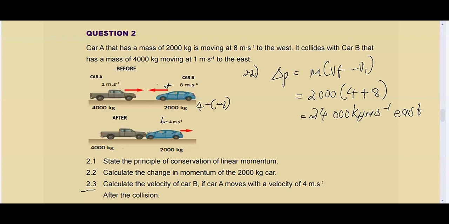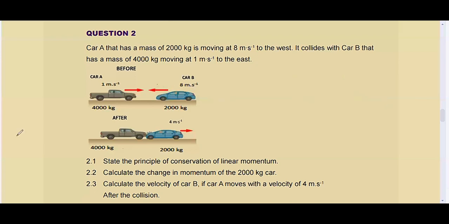We have our formula here for the principle of conservation of linear momentum. Note that most of the time when they make you define that, somewhere along the questions, you will find where you need to use this.